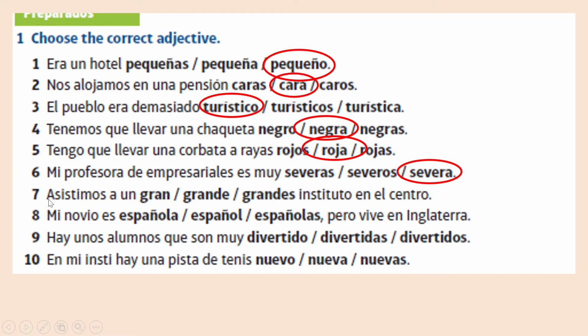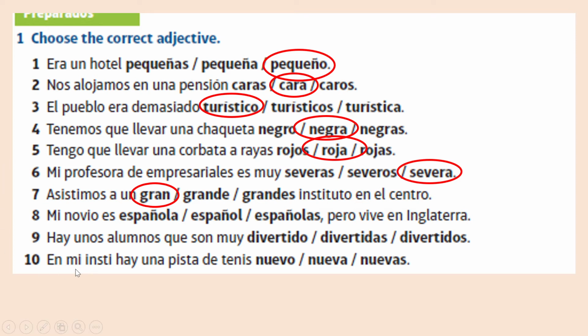Number 7. Asistimos a un grandes instituto en el centro. This is one of our exceptions to the rule where the adjective goes before the noun. So instituto is our noun for school. It's masculine singular because of un, and we're going to be going for gran, not grande, because an adjective that goes before a masculine noun has to be shortened, but there's only a select few. Go back to a bit earlier in the video if you want to double check this.